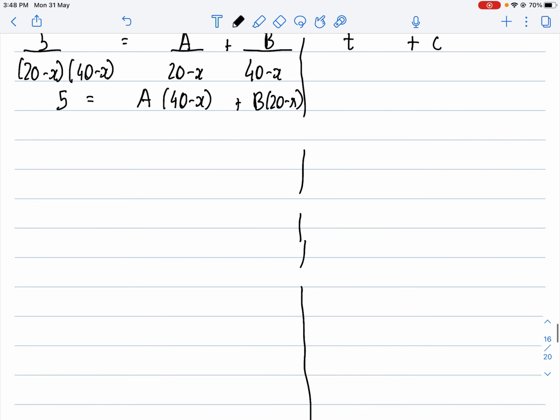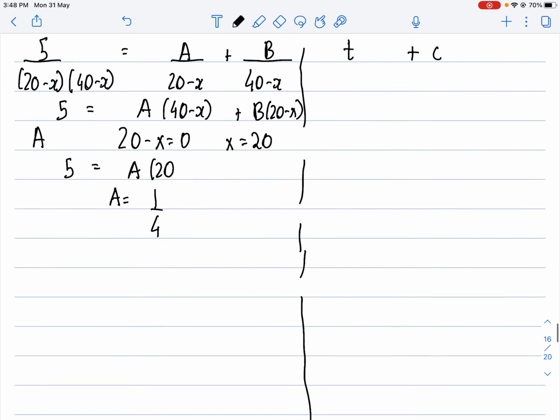Now if I want to find a, I know this full part needs to be 0. So for finding a, my 20 minus x should be equal to 0, which gives x as 20. I can simply substitute x as 20 in the equation. Now 40 minus 20 gives me 20, so I get a as 1 over 4.